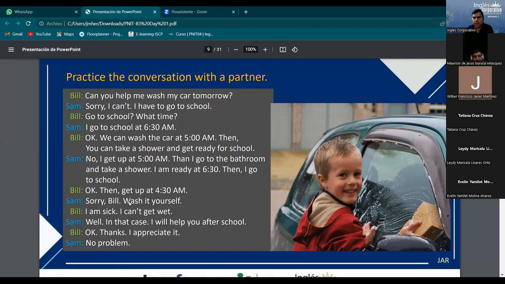Okay. Then you can take a shower and get ready for school. No, I get up at 5 a.m. Then I go to the bathroom and take a shower. I'm ready at 6:30. Then I go to school. Okay. Then get up at 4:30 a.m. Sorry, Bill. Wash it yourself. I am sick. I can't get wet. Well, in that case, I will help you after school. Okay, thanks. I appreciate it. No problem. Okay, thanks. Okay, well. Classmates. Evelyn with Tatiana? Yes. Okay.